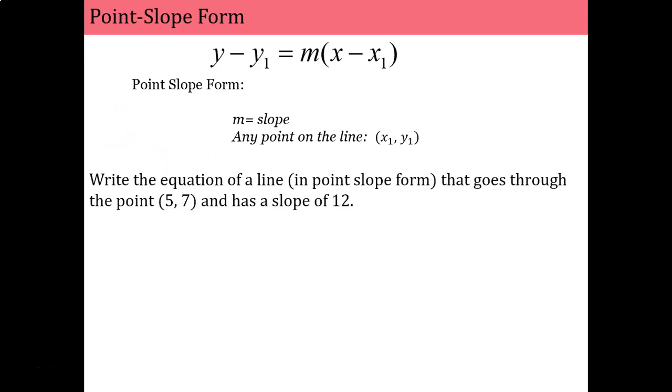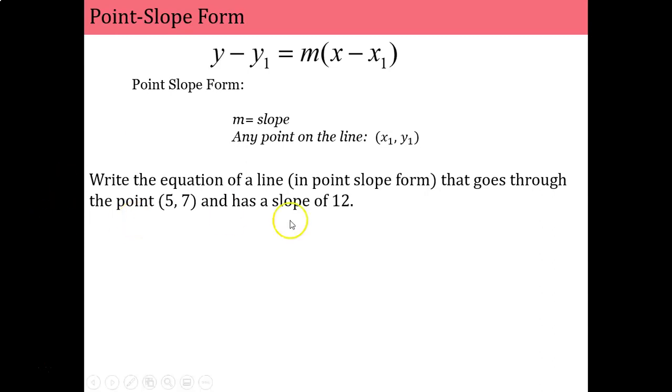Write the equation of a line in point slope form that goes through the point 5, 7 and has a slope of 12. So if you know a point that the line goes through and you know the slope, the easiest way by far to write the equation of this line is in point slope form. That's why it's named point slope. All you need is a point and the slope.